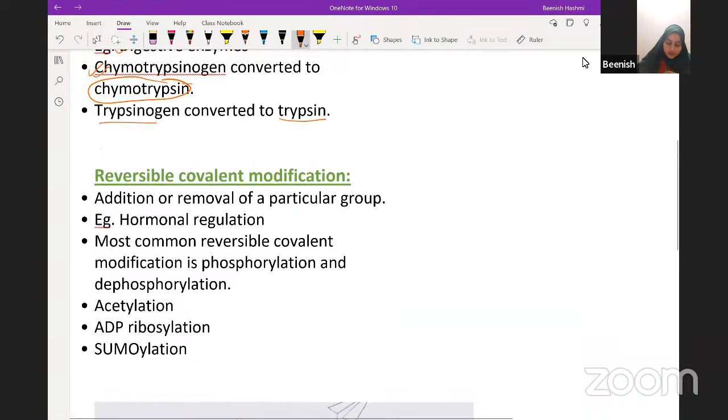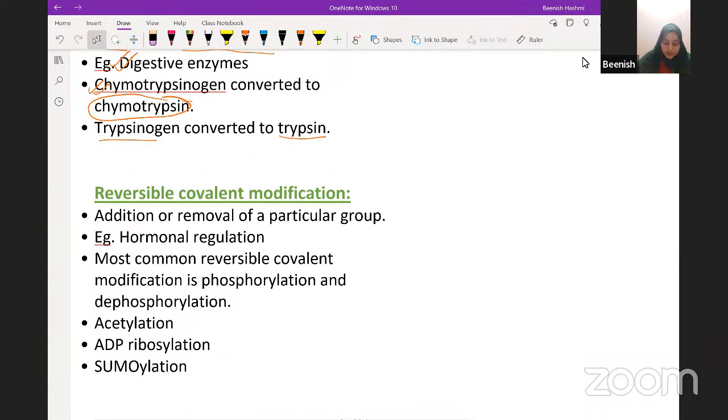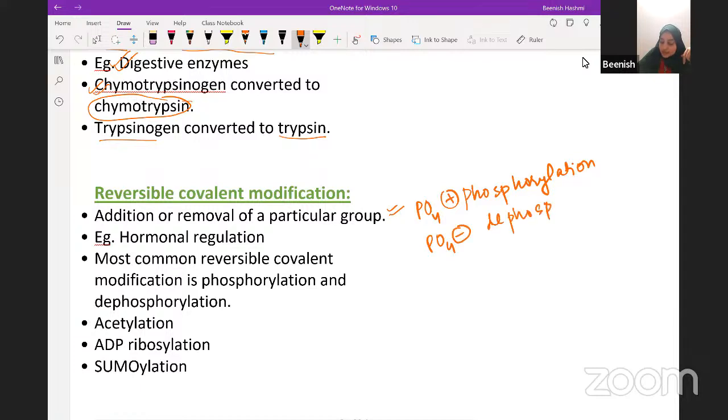Now talking about reversible covalent modification. What is reversible covalent modification? This is addition or removal of a particular group, for example phosphates, acetyls, hydroxylation and so on. So you're adding a group and that group can also be removed. Adding a phosphate is phosphorylation, and when you remove the phosphate, it is known as dephosphorylation.